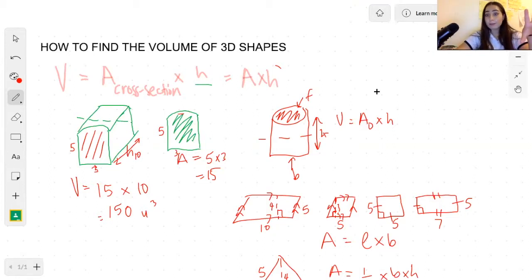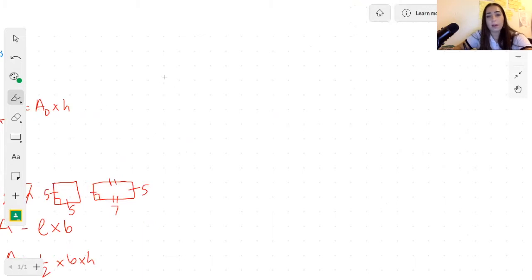Actually, before we have a look at a few examples, I just want to cover one exception. And that exception is in the case of a pyramid. So this formula basically holds true for any prism. In the case of a pyramid, it's a little bit different, just a touch, nothing too crazy. Okay, so the volume of a pyramid is basically a third times the volume of the respective prism, right?